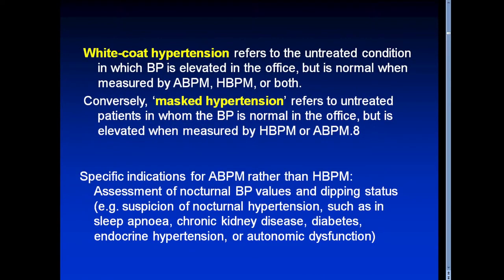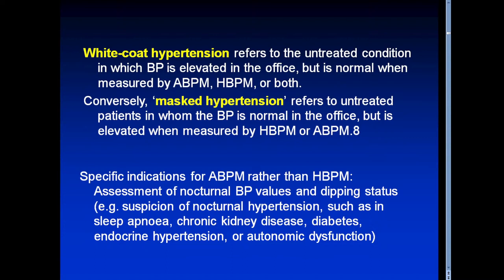White coat hypertension refers to the untreated condition in which BP is elevated in the office, but is normal when measured by ambulatory blood pressure monitoring, home blood pressure monitoring, or both. Conversely, masked hypertension refers to untreated patients in whom the BP is normal in the office but elevated when measured by home and ambulatory blood pressure monitoring.